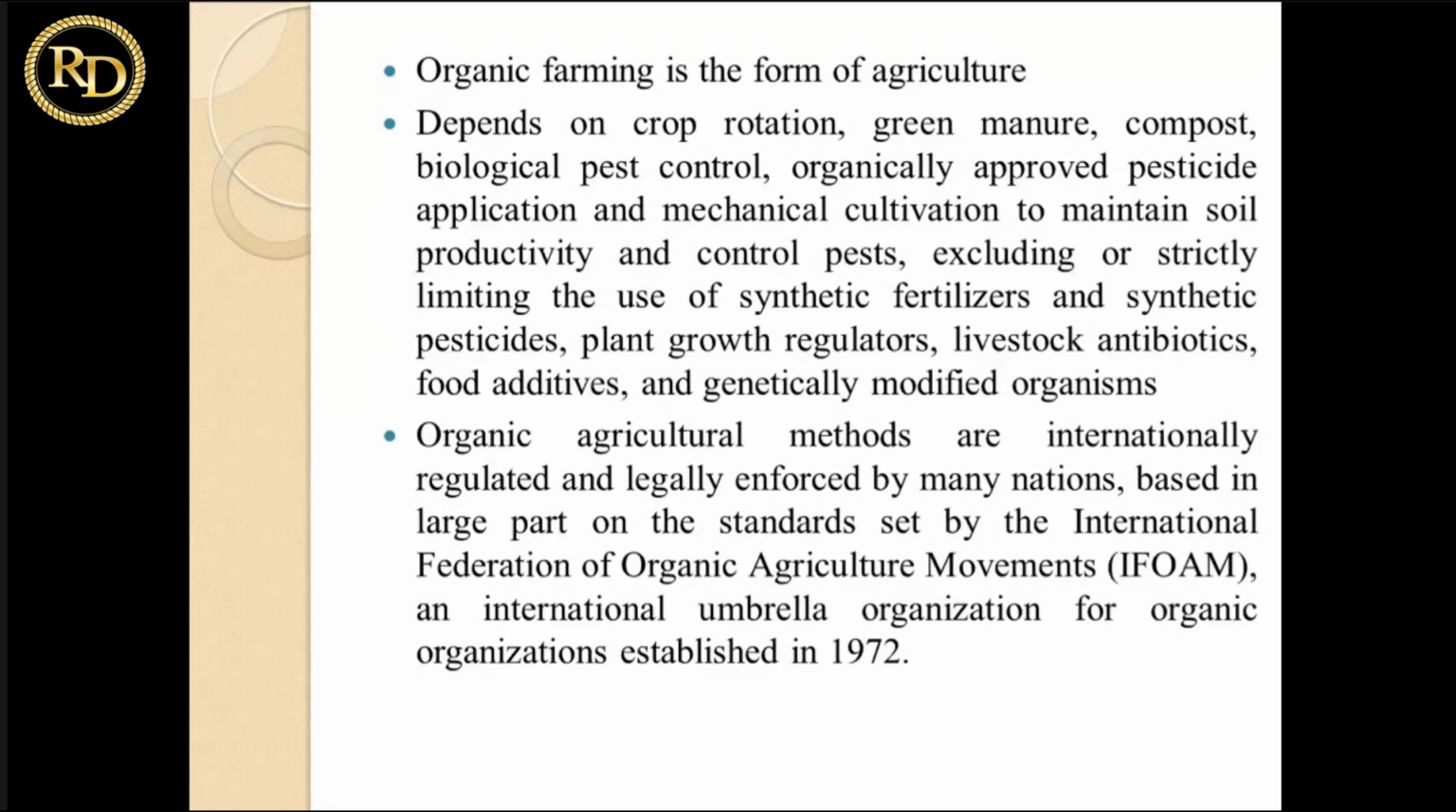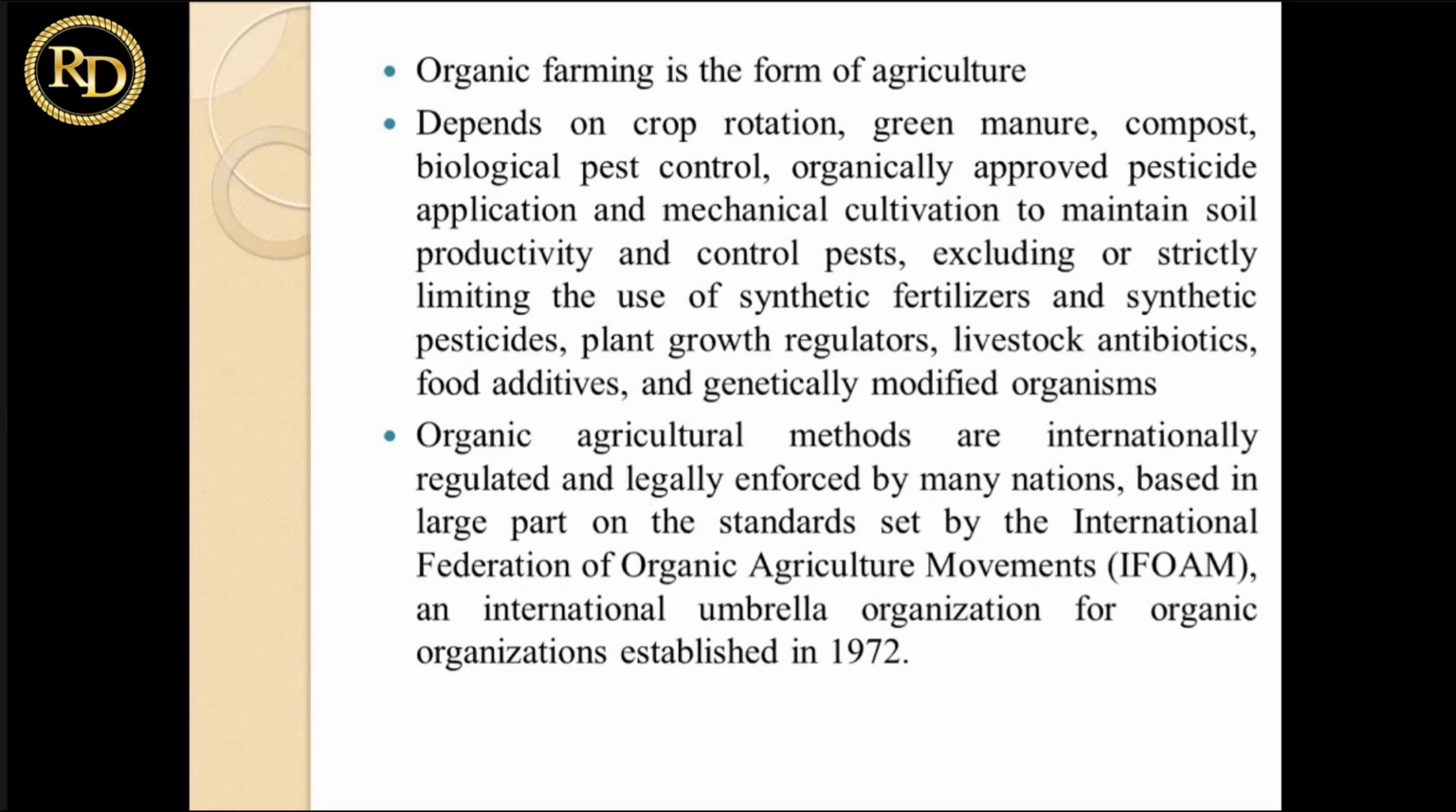Now, organic farming, which we already discussed, is a form of agriculture. It depends on various aspects we have already seen or heard about. It depends upon crop rotation. We must go for crop rotation in the case of organic farming. We must depend on green manuring. We must depend on composting. We must depend upon biological pest control. We are not going to use any chemical for controlling pests.